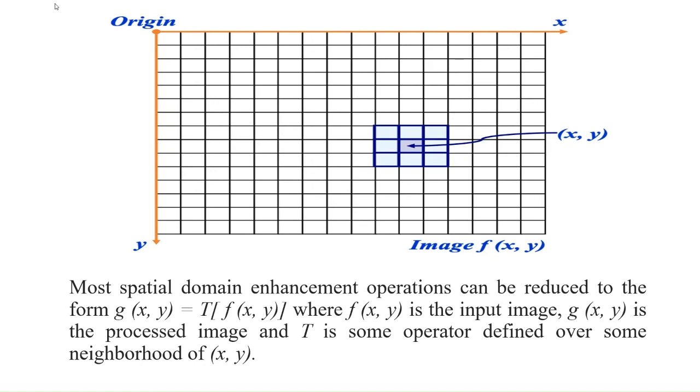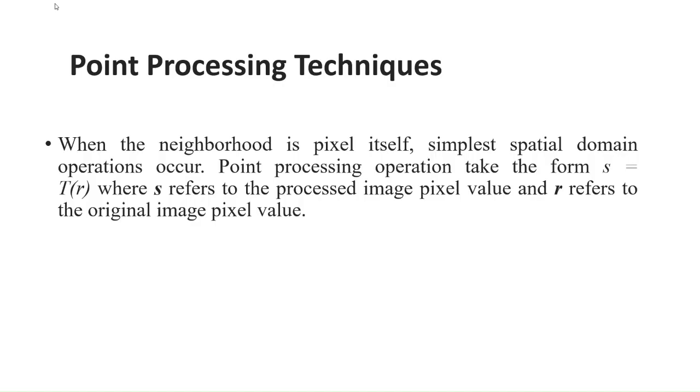X comma y is a neighborhood, meaning x axis, y axis, z axis, all the neighbors are known as x comma y. And coming to point process techniques, when the neighborhood is the pixel itself, the simplest spatial domain operation occurs. Point processing operations take the form s is equal to capital T of r, where s refers to the processed image pixel value and r refers to the original image pixel value.